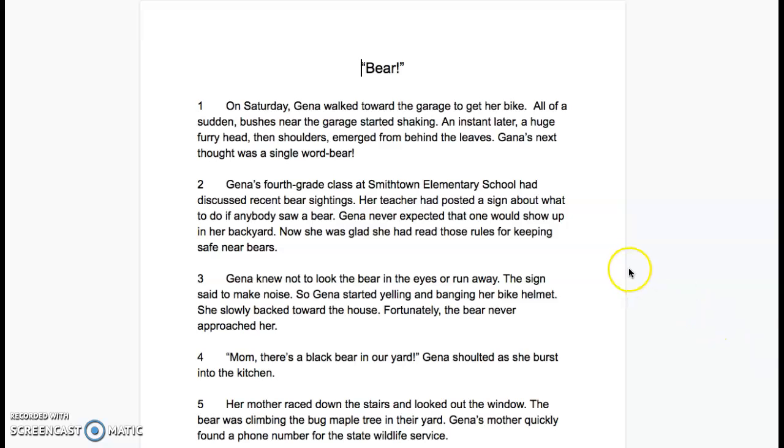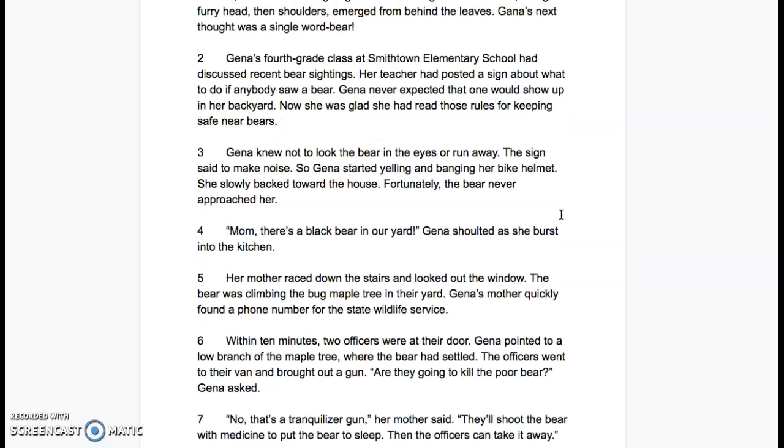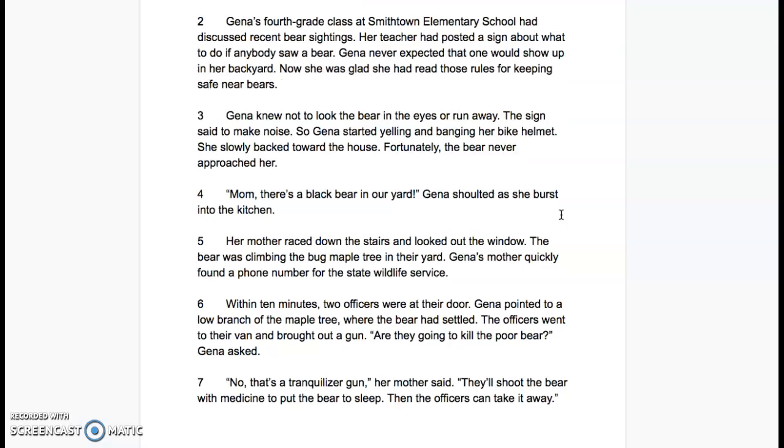Jenna knew not to look the bear in the eye or run away. The sign said to make noise, so Jenna started yelling and banging her bike helmet. She slowly backed toward the house. Fortunately, the bear never approached her. "Mom, there's a bear in our backyard!" Jenna shouted as she burst into the kitchen. Her mother raced down the stairs and looked out the window. The bear was climbing the big maple tree in their yard.